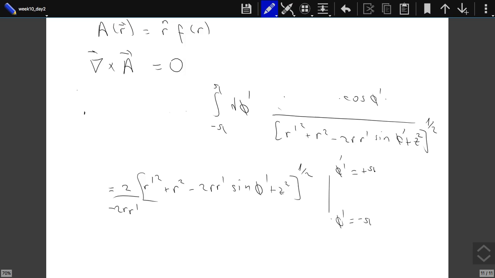I have to lower the power by 1 so that 1/2 becomes minus 1/2. That is what I get. And I have the derivative of what is inside that square root, which is just minus 2r r prime. That's cancelled by the previous factor, and cosine phi prime is exactly what I have as an integrand. But you see, sine phi prime, whether I put phi prime equal to minus pi or pi, is the same thing. It's periodic with period 2 pi. So that integral is 0.